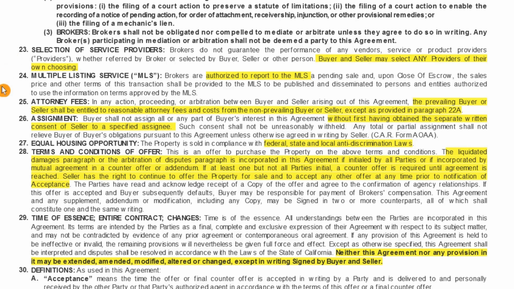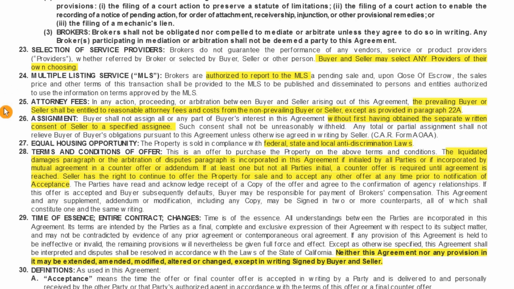The multiple listing service: brokers, according to the agreement, are authorized to report to the multiple listing service changes in the transaction. And that's even if the seller doesn't want the property on the MLS, we still need to update the files when there are changes to it.